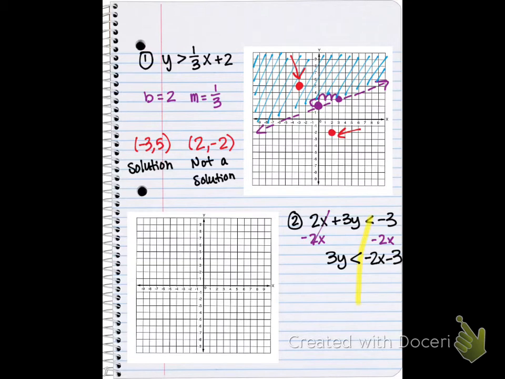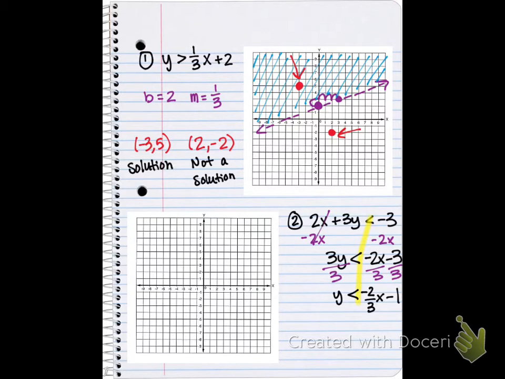And I still need to isolate y and get y by itself, and the way I do that is divide by this coefficient of 3 to each term. And we get y is less than negative 2 over 3x, and then negative 3 divided by 3 is minus 1. I hope y'all can see that. All right, so now we have isolated y. It's now in that slope-intercept form.